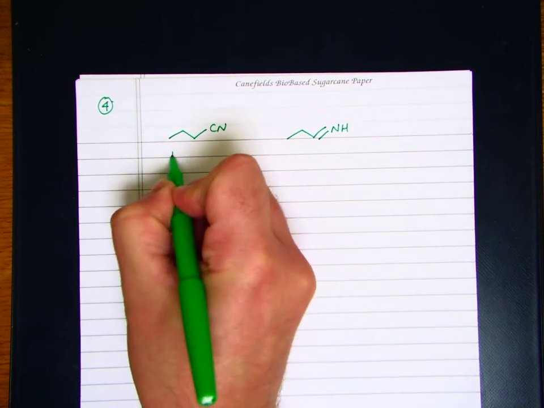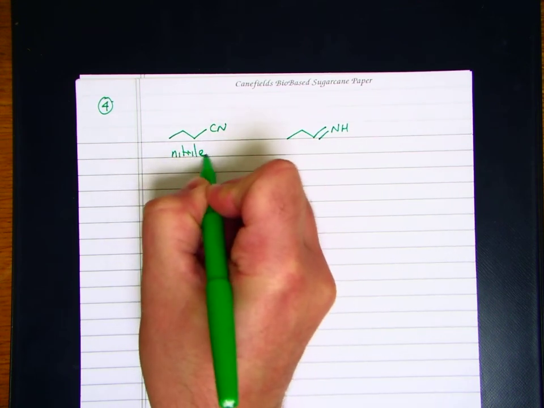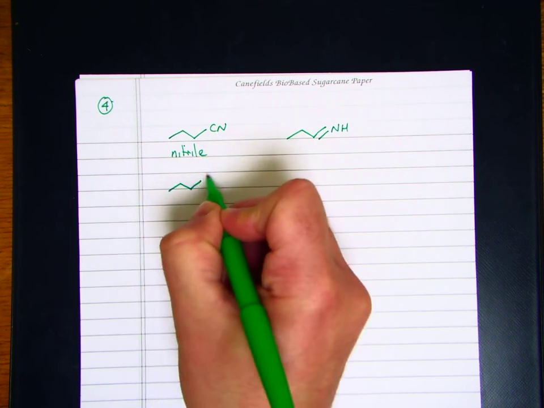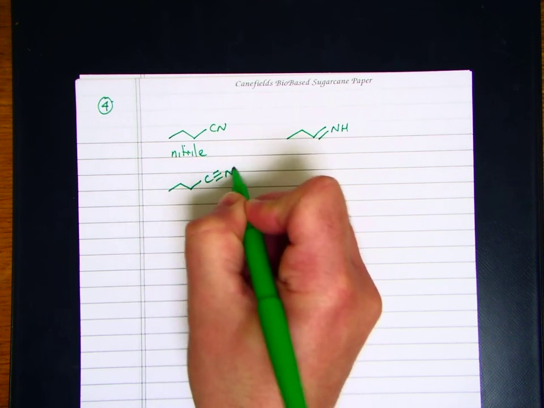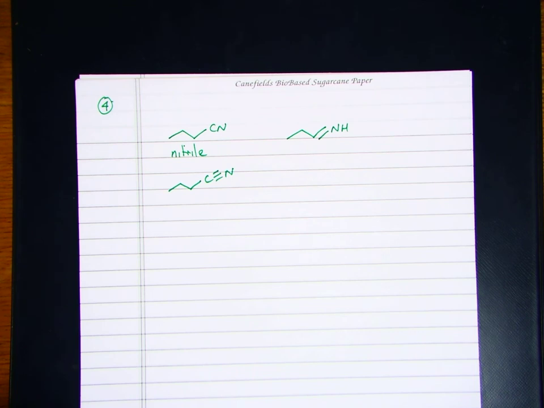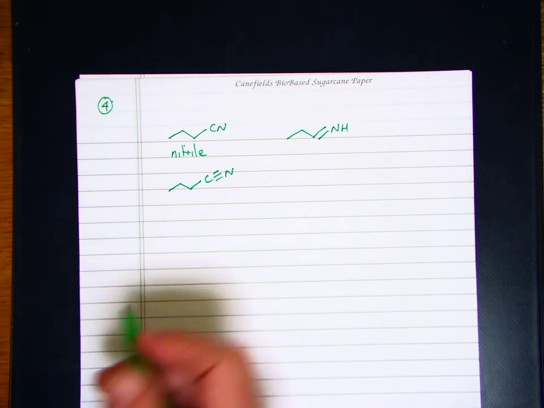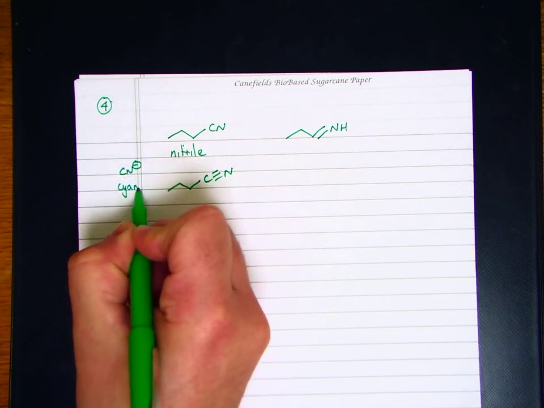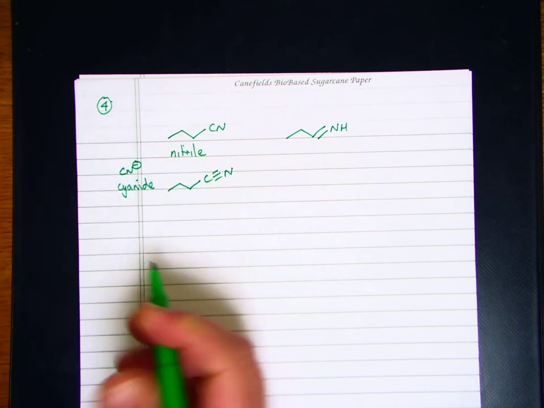Okay. This is a nitrile. It is a carbon attached to a nitrogen. Now, if we look closely, that is a triple bond. There are three bonds between the carbon and nitrogen, but that's a nitrogen functionality. Don't confuse that with CN minus, which is cyanide. Nitriles are not toxic. Cyanide, we know, is toxic.